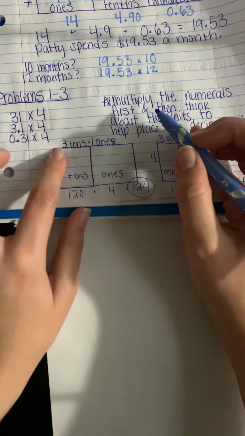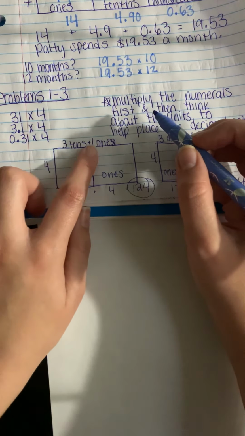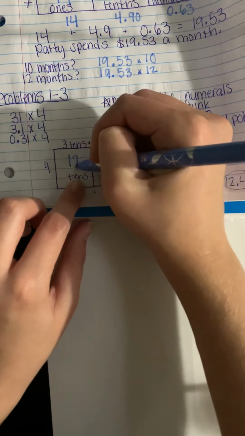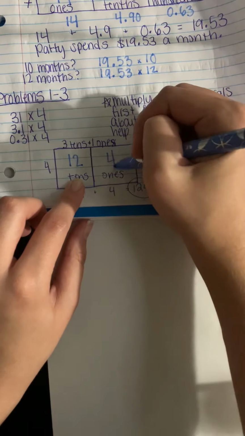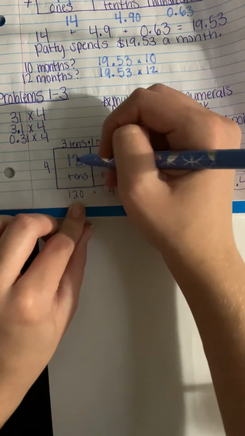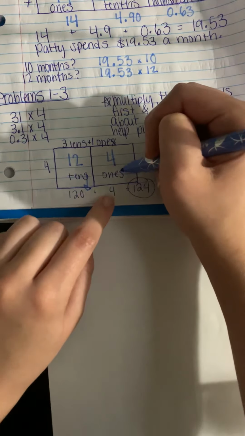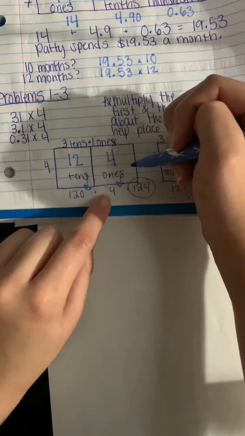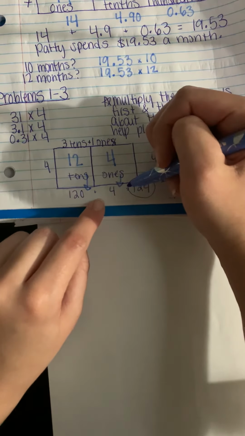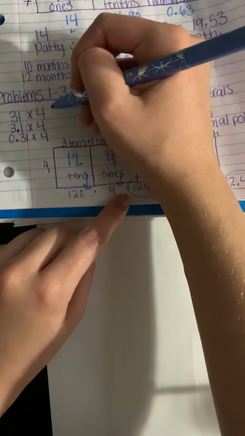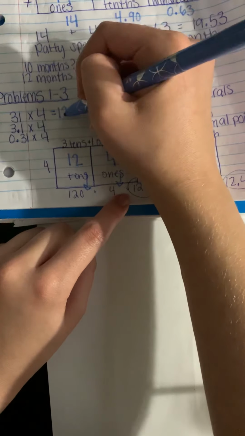So 31 times 4 I represented here. 3 tens, 1 one. 1 times 4 gives us 12 tens, 4 ones. And I wrote that out here. 12 tens is equivalent to 120, and 4 ones is equivalent to 4. So when I add that all together, 120 plus 4 gives me 124. And I'm just going to record that up here, 124.